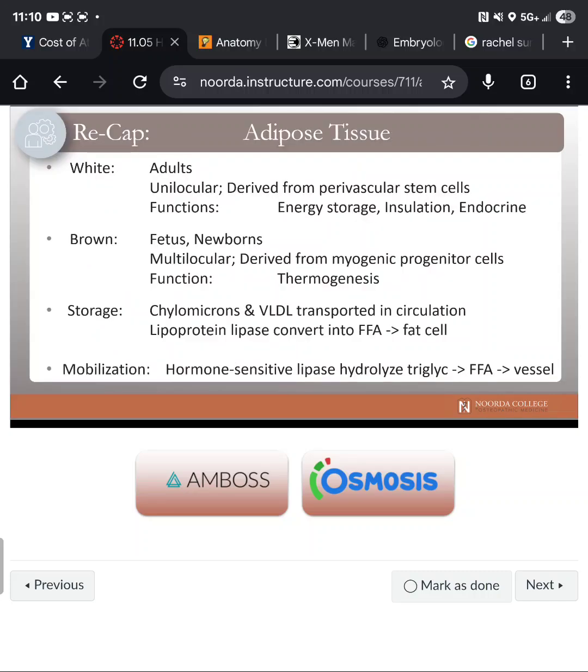So just to recap, I've listed here the concepts of white versus brown adipose tissue, the role of storage of fats into the adipocytes, the mobilization of the triglycerides into free fatty acids, and how it can be mobilized into the circulation.